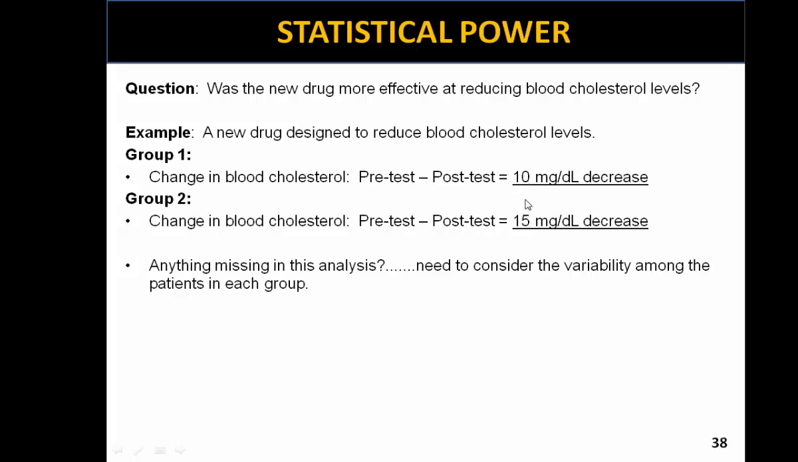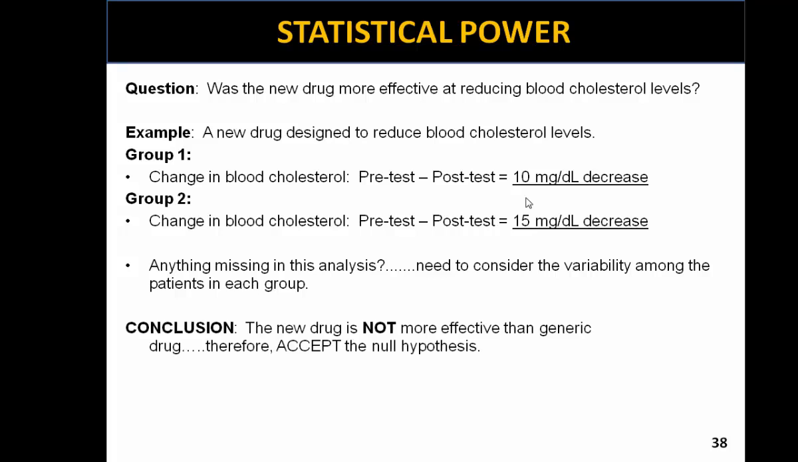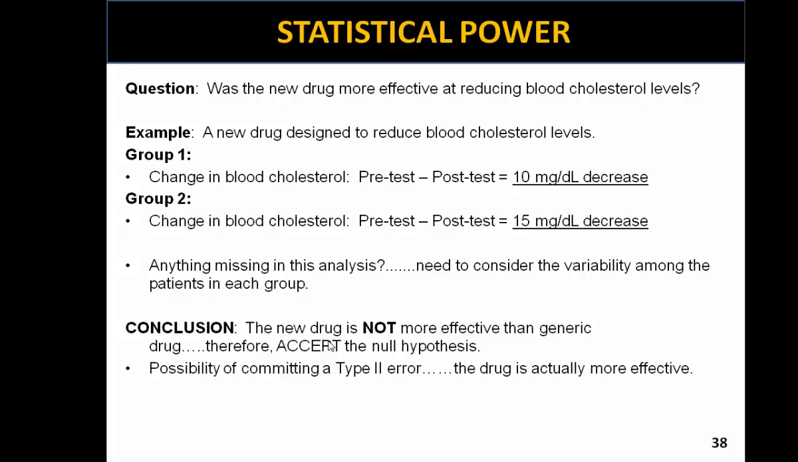However, these numbers do not inform us of the extent to which the patients in group 1 may have had a very wide range of responses, and likewise in group 2. Nevertheless, we see a rather similar decrease as a result of both drugs, and so we would conclude that the new drug, which was given to group 2, was not more effective than the generic. Therefore, in this case, we do not reject the null hypothesis, we accept the null hypothesis.